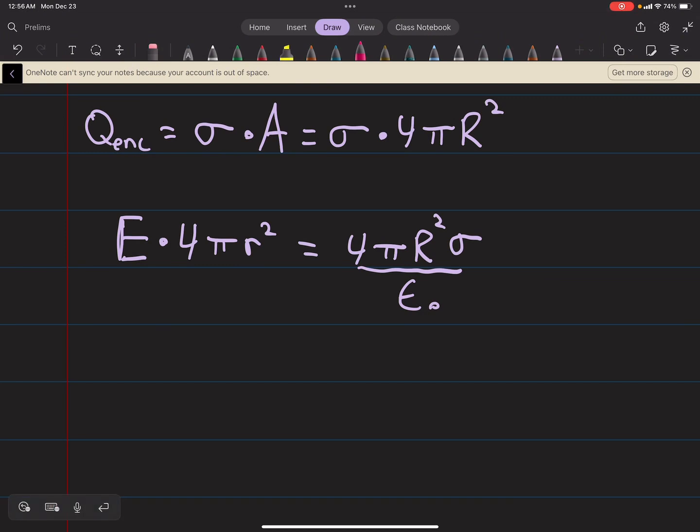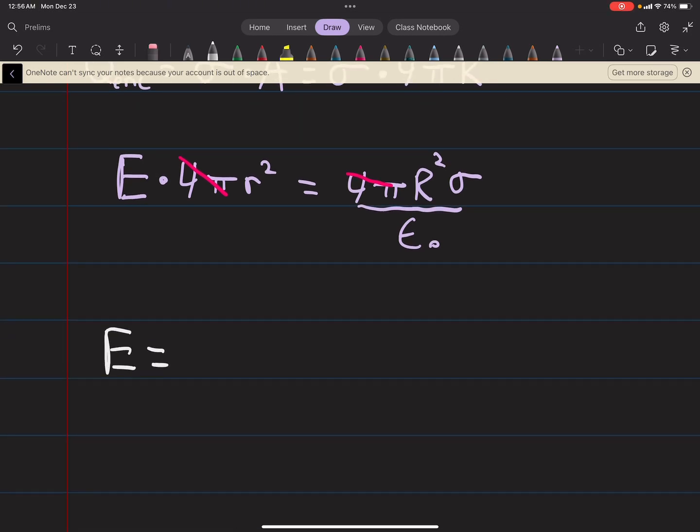Our enclosed charge is 4 pi R squared sigma, and then don't forget about the epsilon naught in our equation. This is pretty straightforward. We can divide out the 4 pi, no problem. And then I guess I'll finish this in white. We have R squared sigma divided by epsilon naught r squared in the r hat direction. And that's your electric field outside.